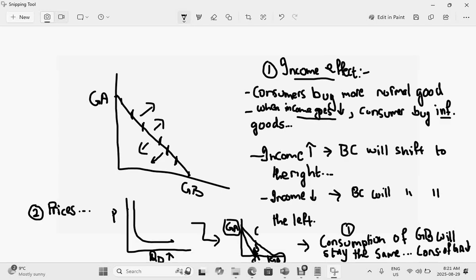So that has to do with your price effect. Number one, you have your income effect, which had to do with normal and inferior goods. Number two has to do with prices, which will rotate your budget constraint line clockwise if the prices go up, and counterclockwise if the prices go down. So that would be it in terms of your income effect and the impact of price on consumer demand.